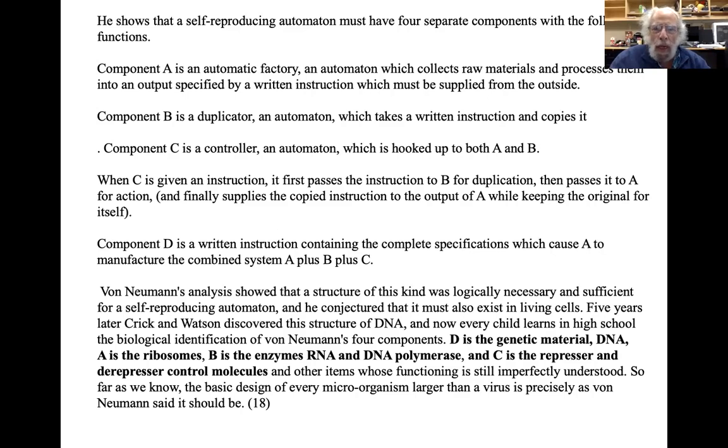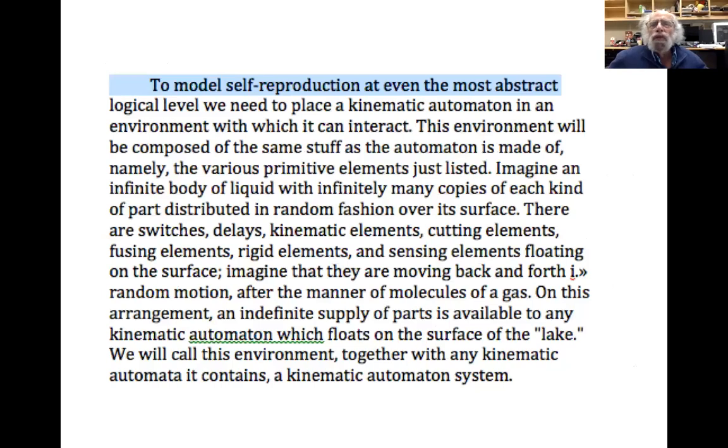This is Freeman Dyson in his book on the origin of life. So here is his model, his first model. To model self-reproduction at even the most abstract logical level, we need to place a kinematic automaton in an environment which can interact. This environment will be composed of the same stuff as the automaton is made of, namely various primitive elements just listed. Imagine an infinite body of liquid with infinite many copies of each kind of part distributed at random over its surface. There are switches, delays, kinematic elements, cutting elements, fusing elements, rigid elements, and sensing elements floating on the surface. Imagine that they are moving back and forth, in random motion after the manner of molecules of a gas.